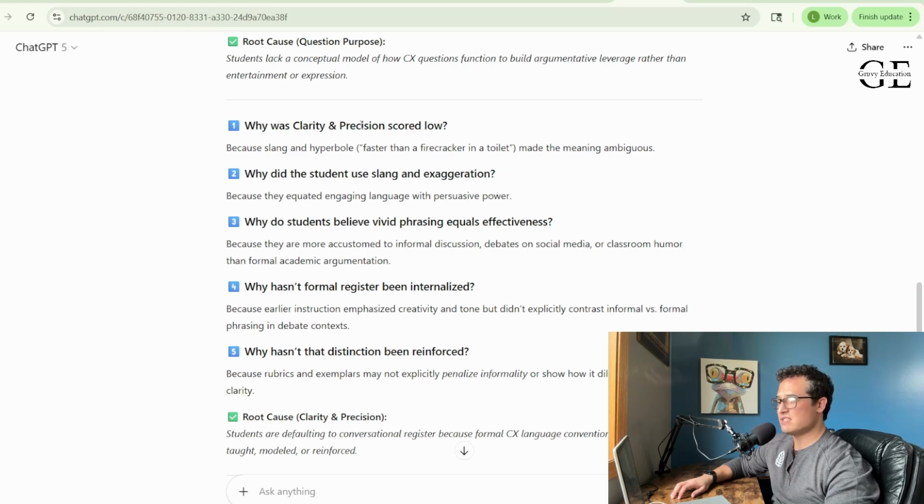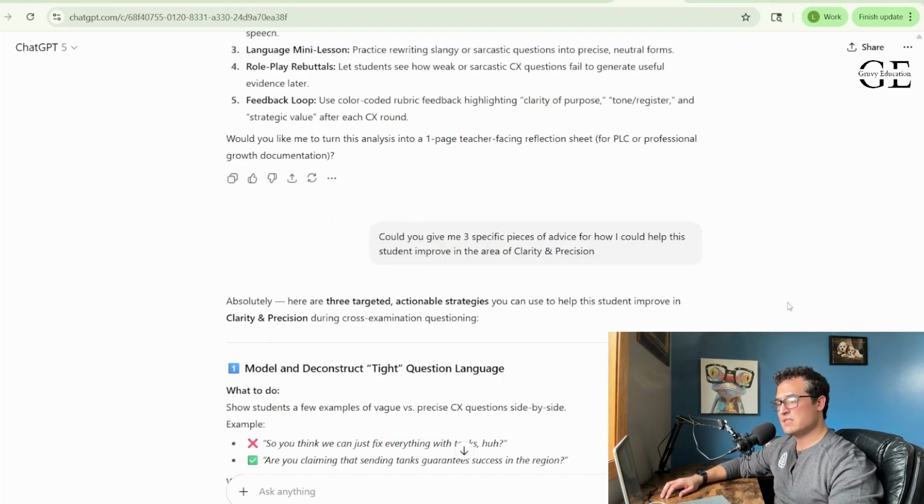Why was clarity and precision scored low, particularly on that 4th day? And the answer? Because slang and hyperbole made the meaning ambiguous. Specifically, Bart answered, faster than a firecracker in a toilet. Clearly, not professional language. I then asked, could you give me 3 specific pieces of advice for how I could help this student improve in the area of clarity and precision?